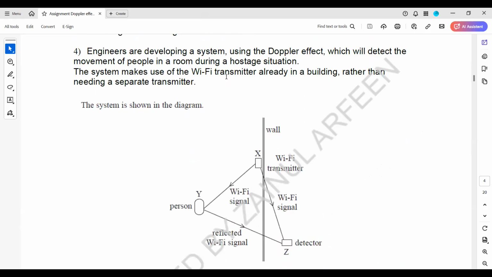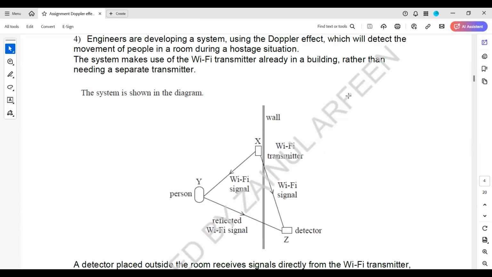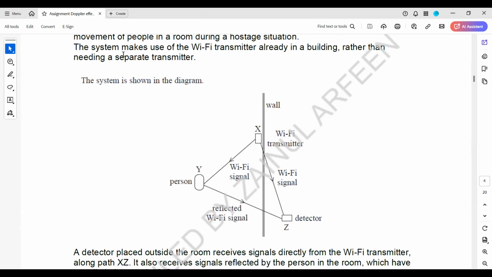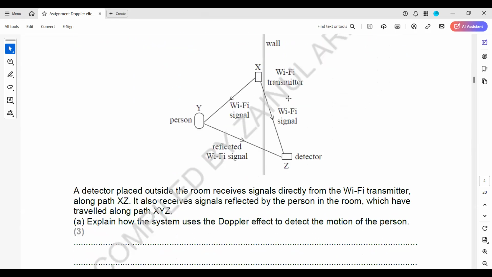In this question, engineers are developing a system using the Doppler effect, which will detect the movement of people in a room during a hostage situation. The system makes use of the Wi-Fi transmitter already in the building rather than needing a separate transmitter. The system is shown in the diagram.